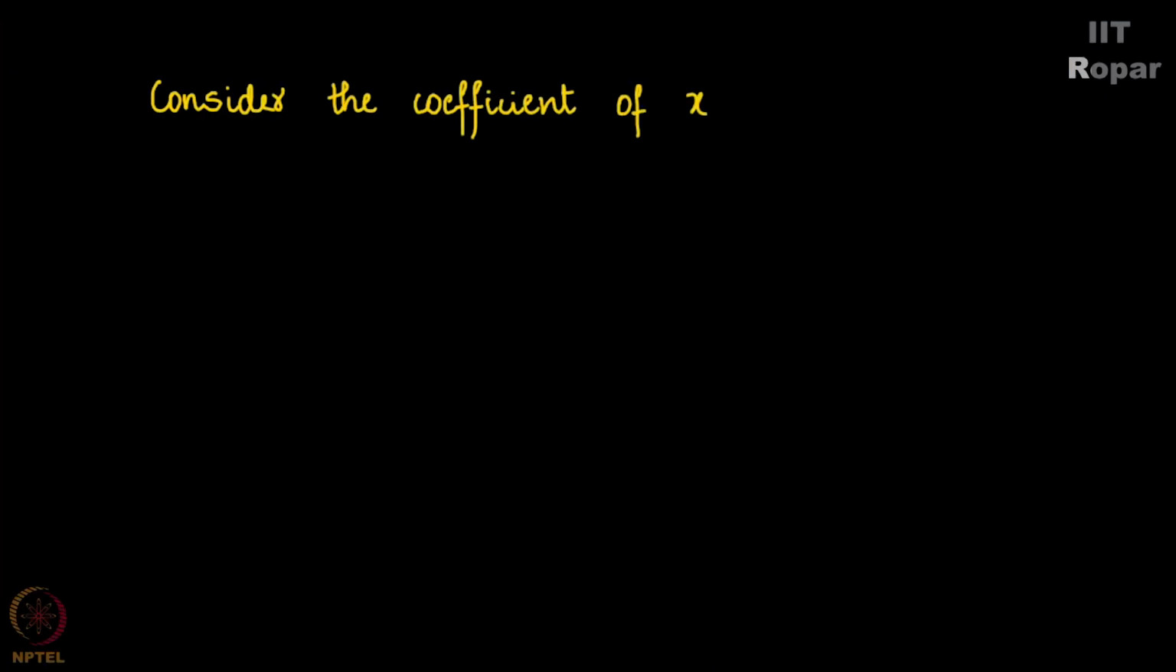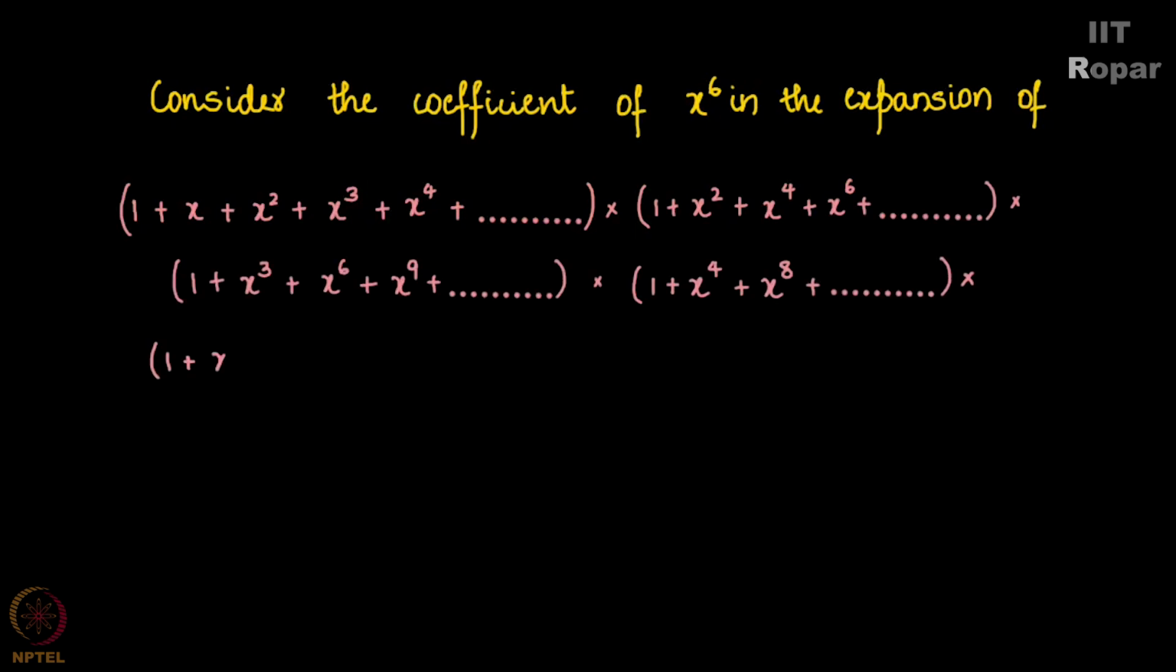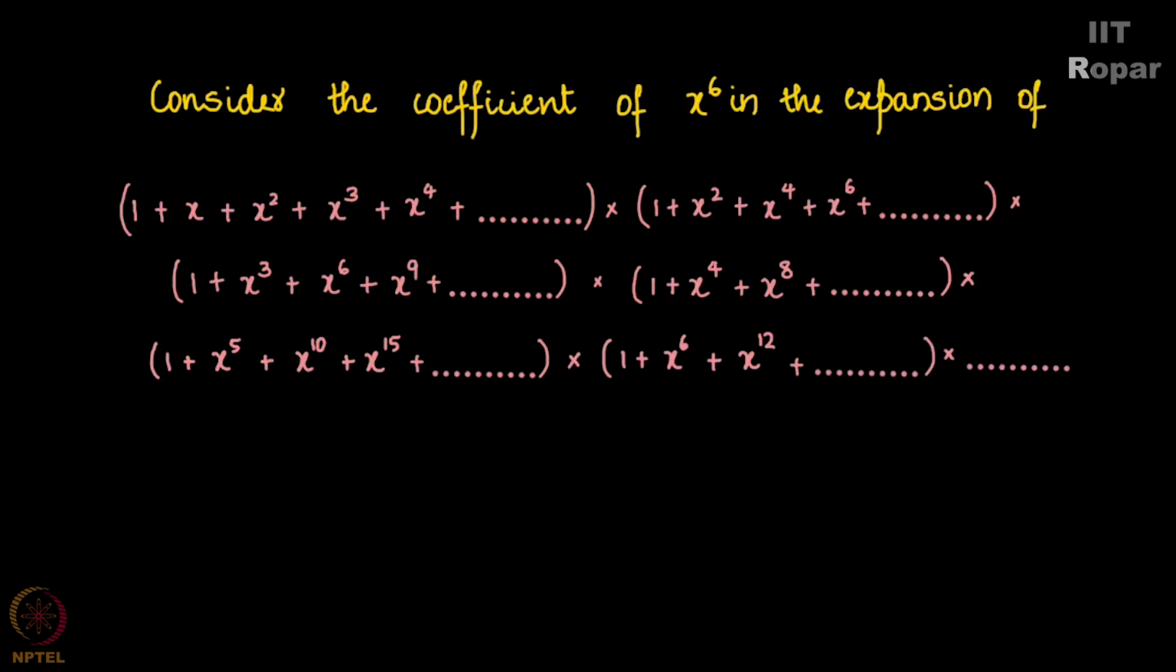Consider the coefficient of x to the 6 in the expansion of the following. Right? We have already seen these polynomials. I'm not going to read out all of them, rather explain all of them. You all know what these polynomials are. We had earlier stopped up to 1 plus x to the 4, and so on. I have just continued till 1 plus x to the 5 plus x to the 10, and so on, into 1 plus x to the 6 plus x to the 12, and so on. Right? Now, how do I get the x to the 6 coefficient here?